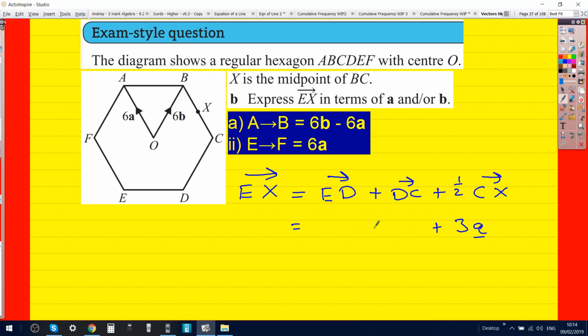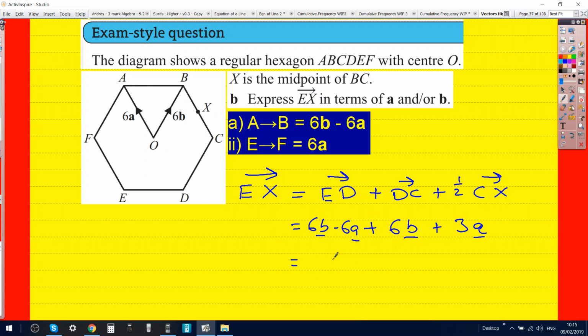And E to F would be 6A, so it'd be the same. So D to C would be 6B. Yep. And then A to B is 6B minus 6A. So would that just be 6B minus 6A? Mm-hmm. Same size. So that would be minus 6B minus 3A. So 6B plus 6B minus 6A plus 3A.